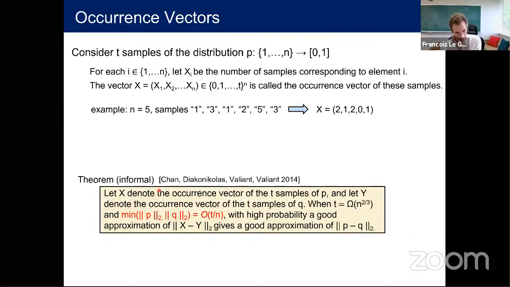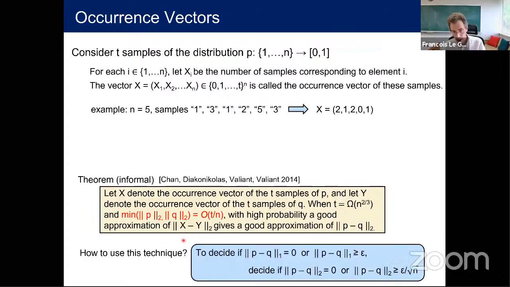And a theorem, which I write in an informal way, but a very important theorem from that paper, says that if you call x the occurrence vector of the samples of P and y the occurrence vector of the samples of Q, then when T is large enough, larger than the information theoretic threshold, and when P and Q have small enough norm, then with high probability a good approximation of the L2 norm of the difference of x and y gives a good approximation of the L2 norm of P minus Q. So that really says that the occurrence vectors are a good indicator of the distance of the original distributions.